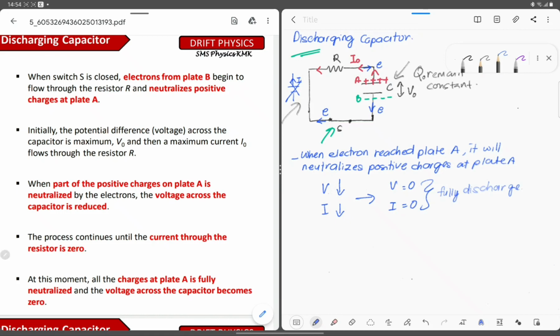That's all for discharging. Later on, I will show you how we represent these changes in a graph, an exponential graph.